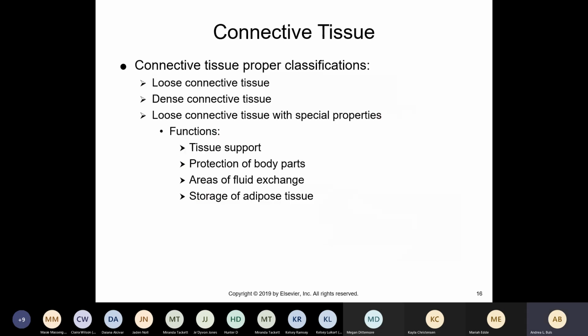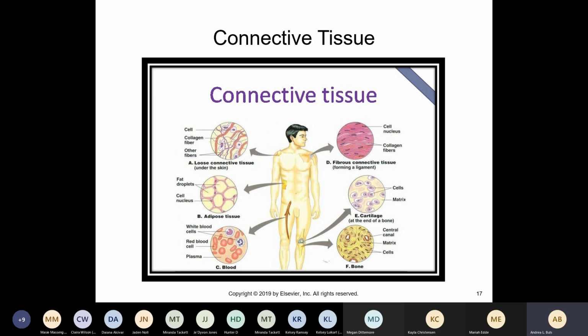Connective tissue, there's connective tissue proper classifications. There's 3 kinds: loose connective tissue, dense connective tissue, and then we have loose connective tissue that has special properties. The functions of connective tissue are tissue support, and they kind of hold things together, protection of our body parts. It's an area for fluid exchange, and also an area of adipose tissue storage. Again, an image showing you where you would find connective tissue in the body.